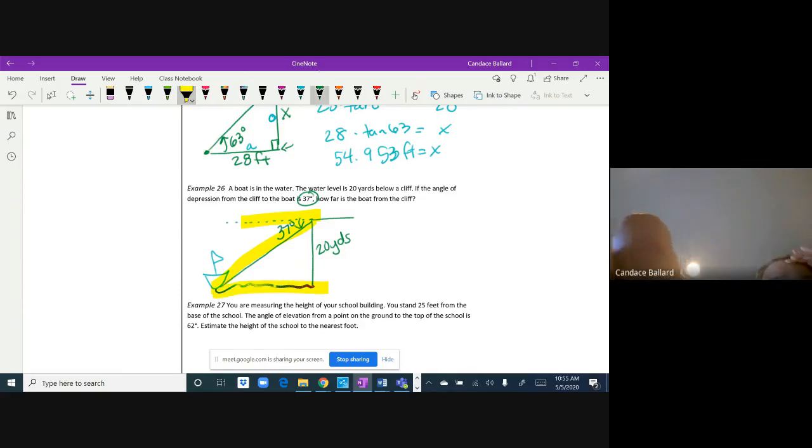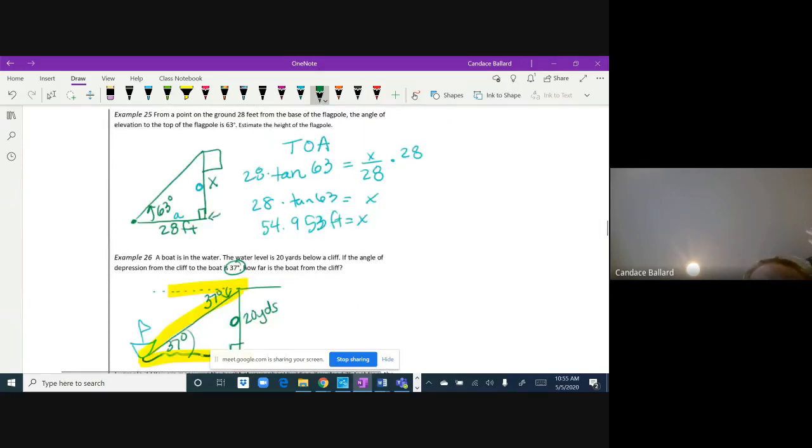All right, so we've got 37 degrees. So we know that those two are both 37 degrees. So I know I have a right angle there. I know I have my opposite. And I need to know what I'm looking for, because I haven't figured that out yet. So if the angle of depression from the cliff is 37 degrees, how far is the boat from the cliff?